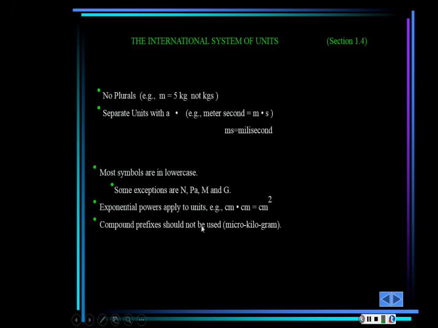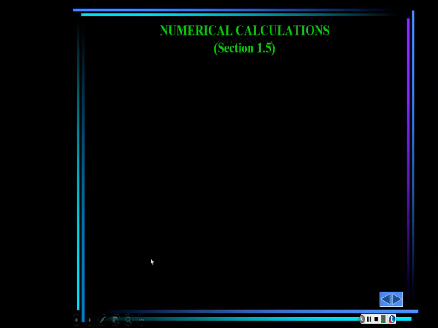Compound prefixes should not be used, like microkilogram. But if this existed, what would this be? Micro is 10 to the negative 6. Kilo is 10 to the third. So that would be 10 to the negative 6 times 10 to the third, that would be 10 to the negative 3. That would be milligram. Other rules, check your textbook, please.